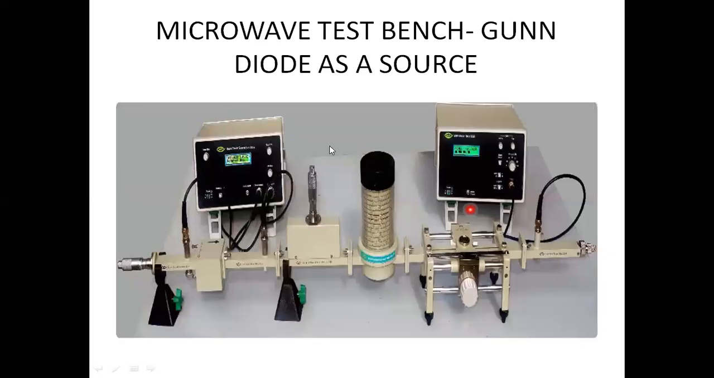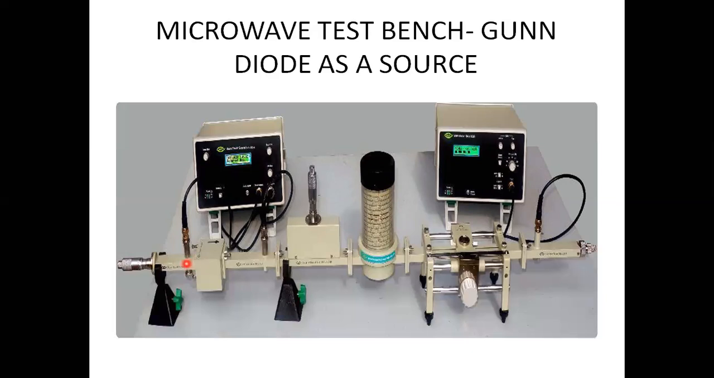Here again is a microwave test bench using a Gunn diode as the source. This is a Gunn power supply, and the front panel has the control knobs for the Gunn power supply, and this is a Gunn diode. This is a waveguide mount, and this one is a tuner for adjusting the amount of power, that is, the amount of energy flowing in it.